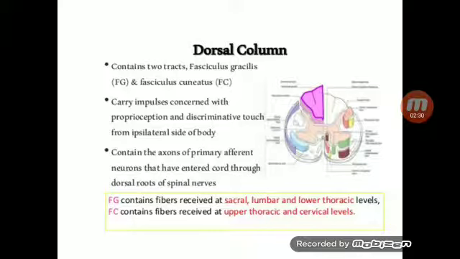So first we take up the dorsal column medial lemniscus system. What type of sensation does it carry? It picks up discriminative touch, that is fine touch and two-point discrimination, also vibrations and proprioception. It's an extremely fast pathway because the neurons involved are highly myelinated.